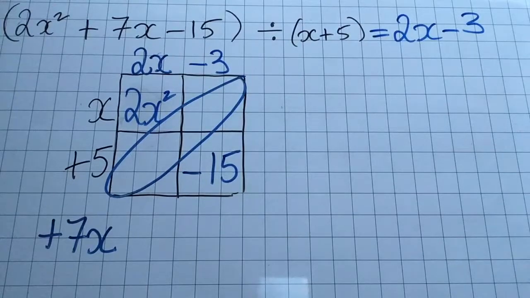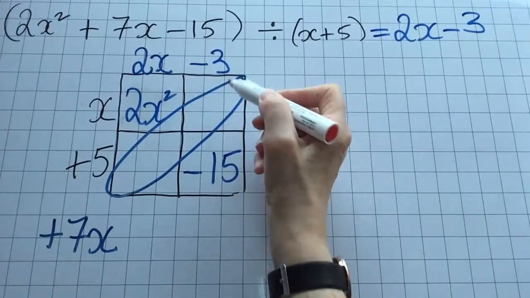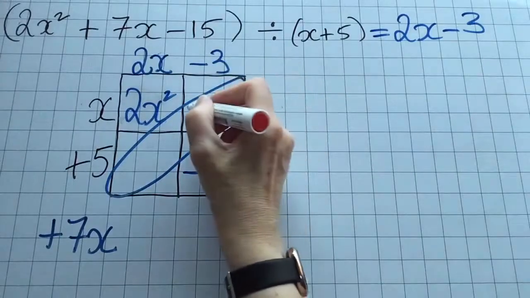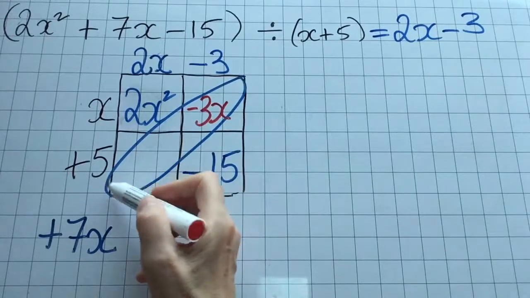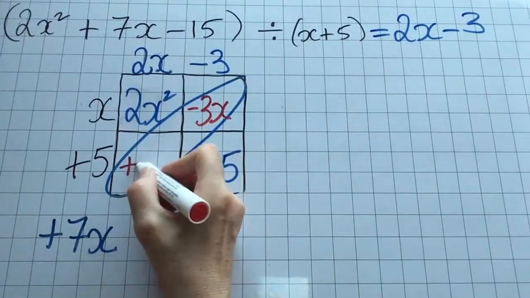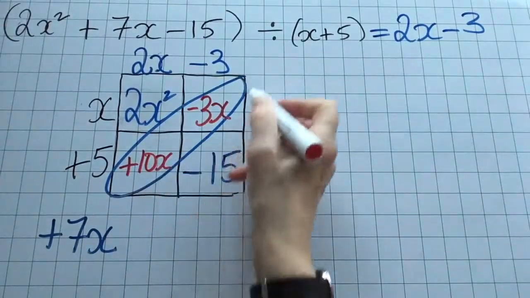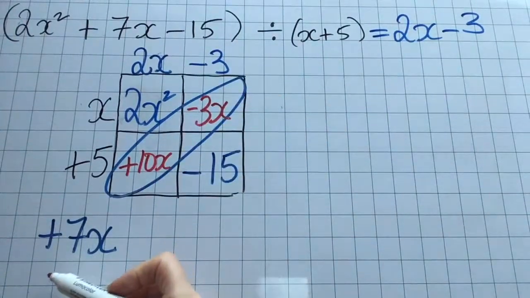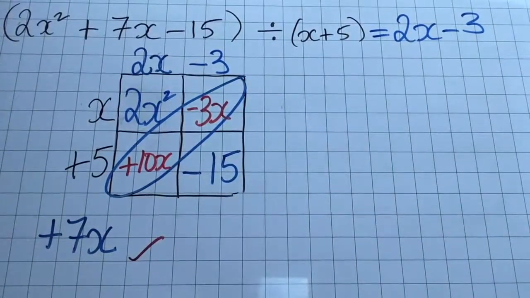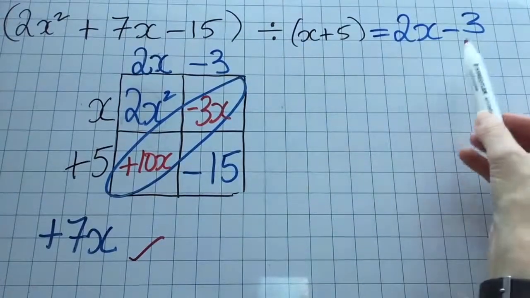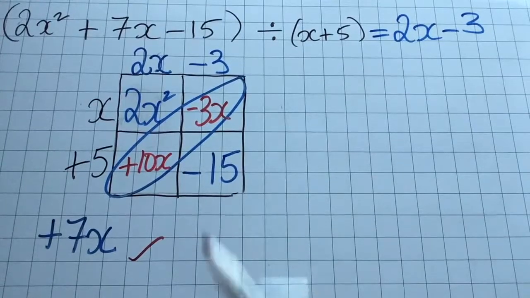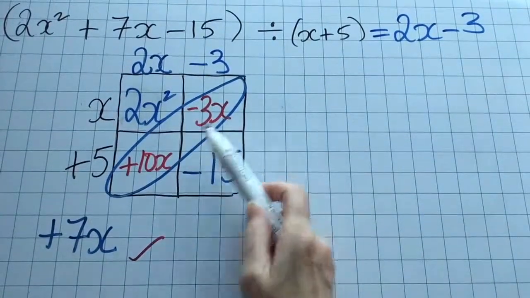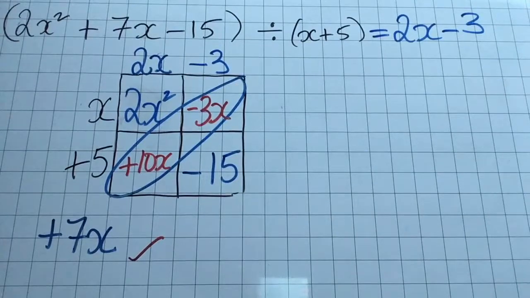We want to check if that's correct. So the area of this rectangle is x times minus 3, which is minus 3x. And 5 times 2x, which is plus 10x. And when I add those like terms together, yes, I do get plus 7x. So my answer now I know is 2x minus 3. Note, I still got the answer before I did the check, but it's nice to know that our answer is correct.